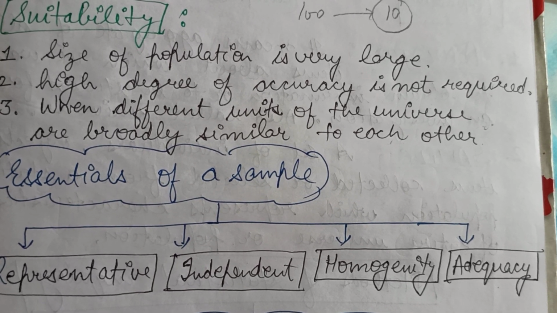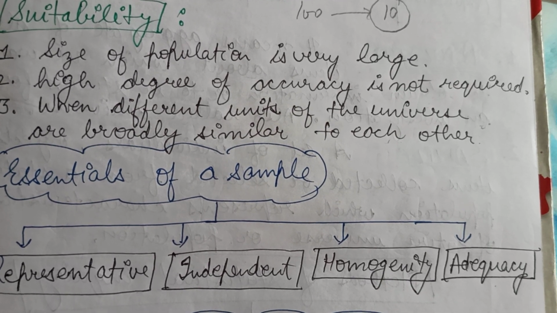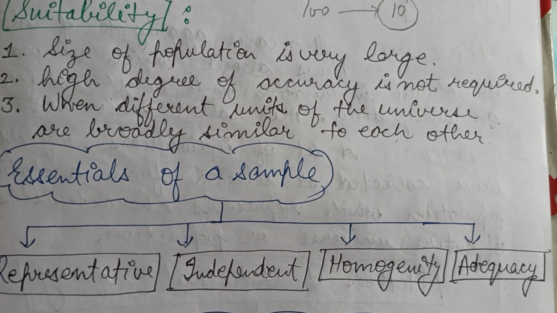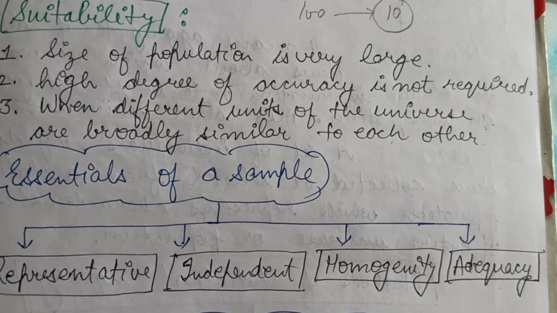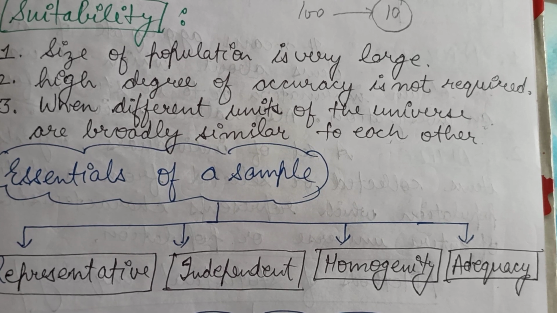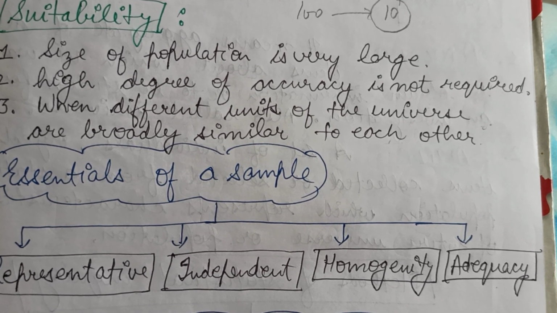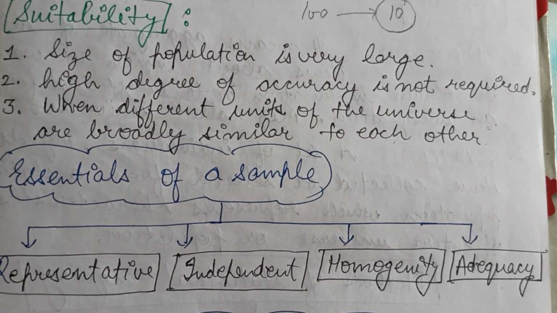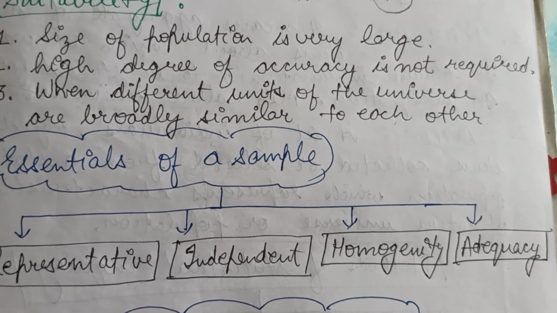The next essential of a sample is that it is independent, which means that the units of the sample taken from the population for our study must be independent of each other. If we are including one item in the sample, that does not mean that another item of the universe should also be chosen. So the units of a sample must be independent of each other.